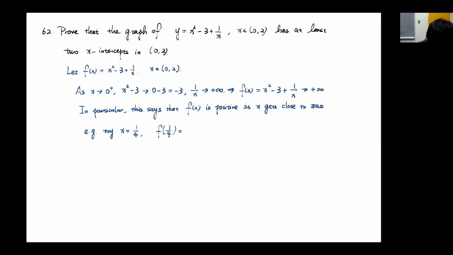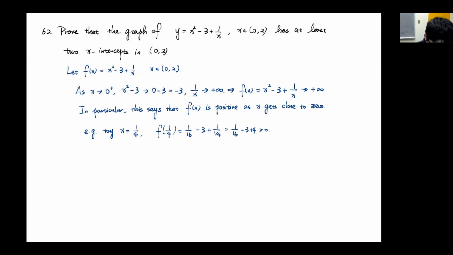So this is going to be equal to 1/16 minus 3 plus 1 over 1/4, and the answer will be 1/16 minus 3 plus 4. So minus 3 plus 4 is a positive number, and together with 1/16 in the front is also going to be a positive number. So then I can conclude that f of 1/4 is positive.